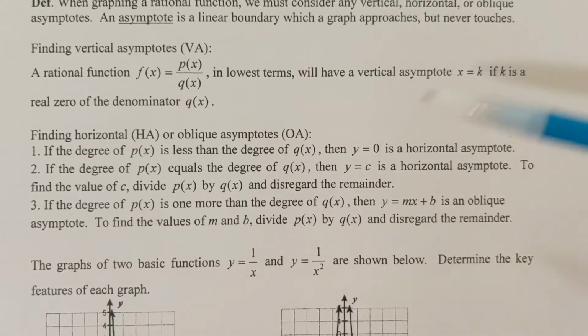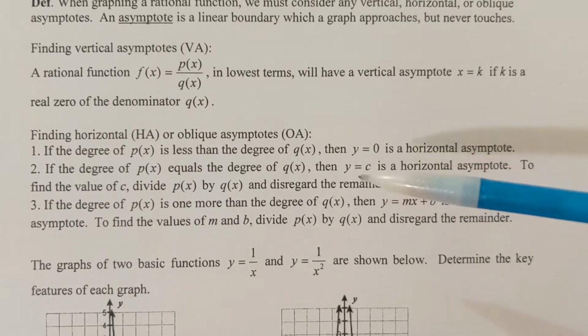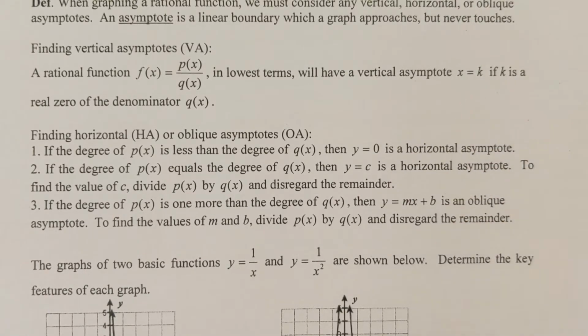Finding the horizontal or oblique asymptotes is quite a bit different. If the degree of p of x is less than the degree of q of x, then y equals 0 is a horizontal asymptote. If the degree of p of x equals the degree of q of x, then y equals c is a horizontal asymptote. To find the value of c, you're going to divide p of x by q of x and then disregard the remainder. If the degree of p of x is 1 more than the degree of q of x, then y equals mx plus b is an oblique asymptote.